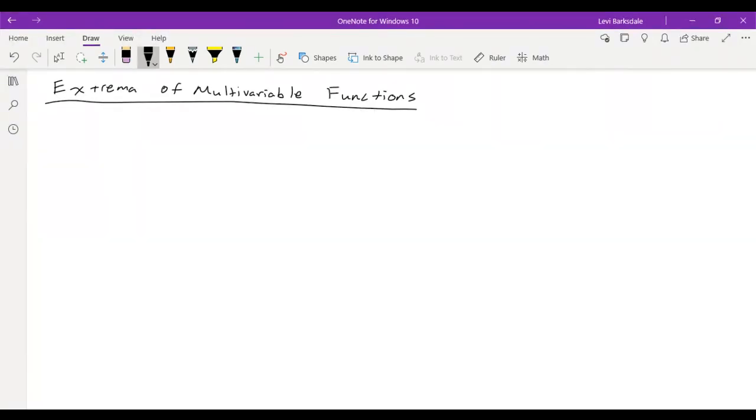So for extrema of multivariable functions, there is one main theorem that we use to essentially determine whether or not a function has an extrema. That is called the extreme value theorem.